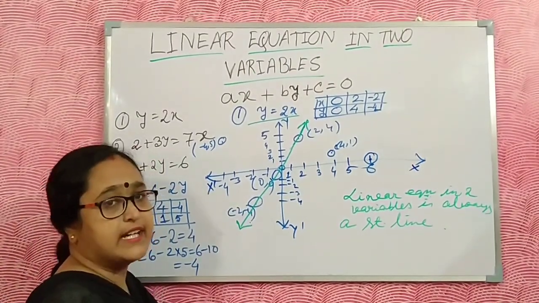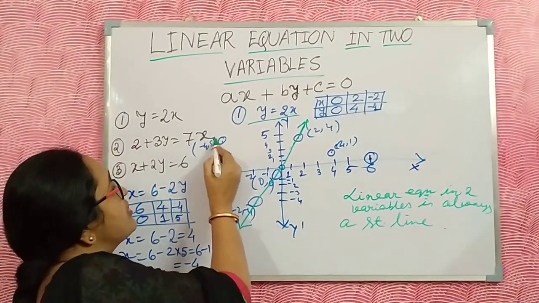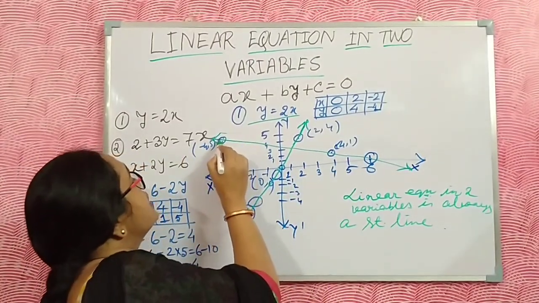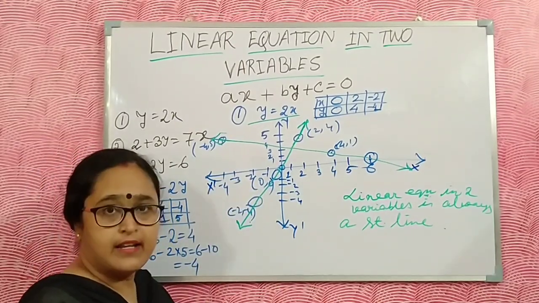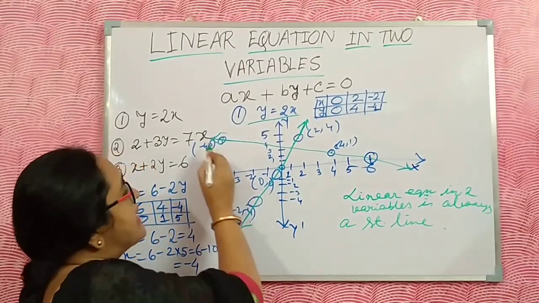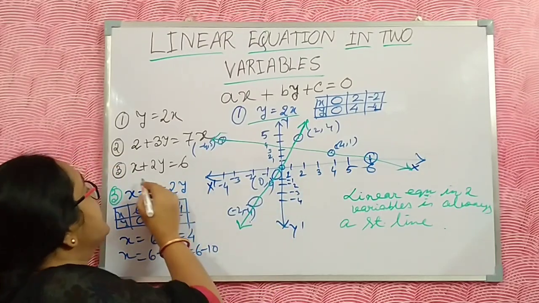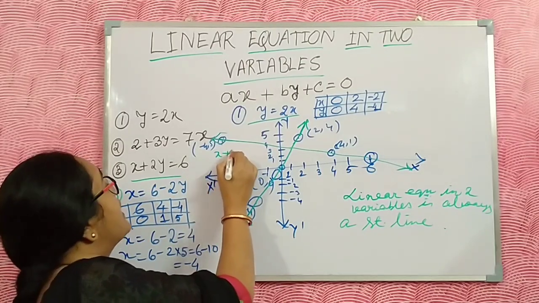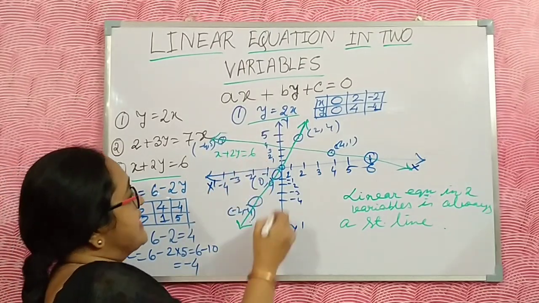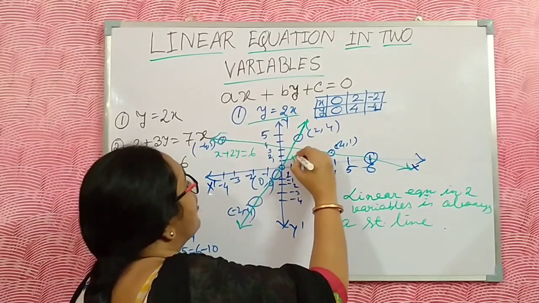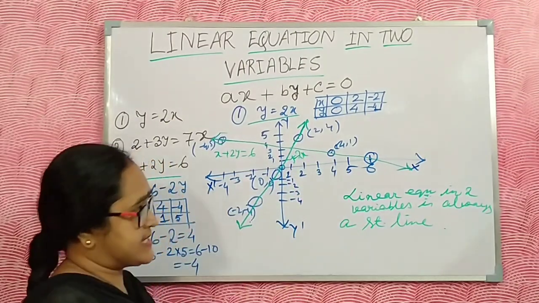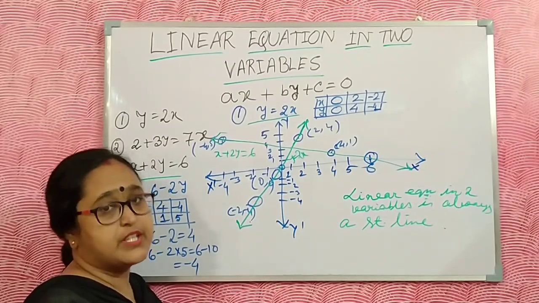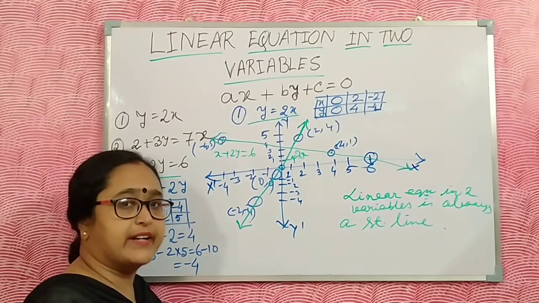I don't use a scale here, that's why I just join the line freehand. You must use a scale. Okay, this is the graphical representation of the straight line x plus 2y is equal to 6. And this is the graphical representation of y is equal to 2x. All students listen, a linear equation in one or two variables always represents a straight line.